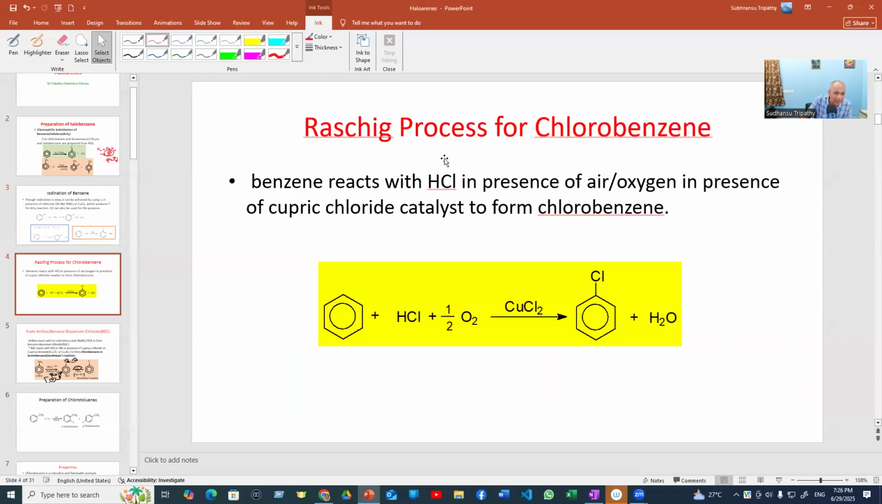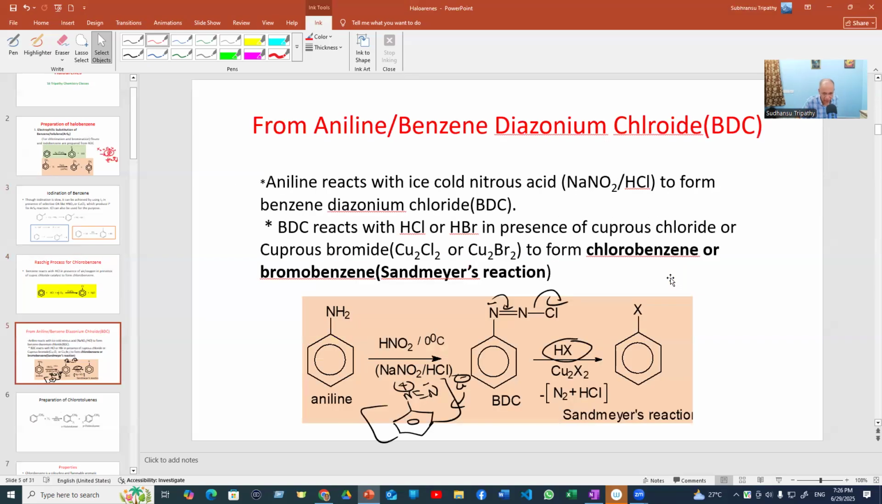Now see, this is the commercial method of preparation of chlorobenzene, where you take benzene with HCl and bubble oxygen gas under pressure in the presence of cupric chloride catalyst. So you get chlorobenzene. This is simply a catalyst, and water. Chloro will join here, and one H comes from benzene and the other H from HCl, and with half oxygen that will give you water. I have not shown you the mechanism, but it has to be ARSC.